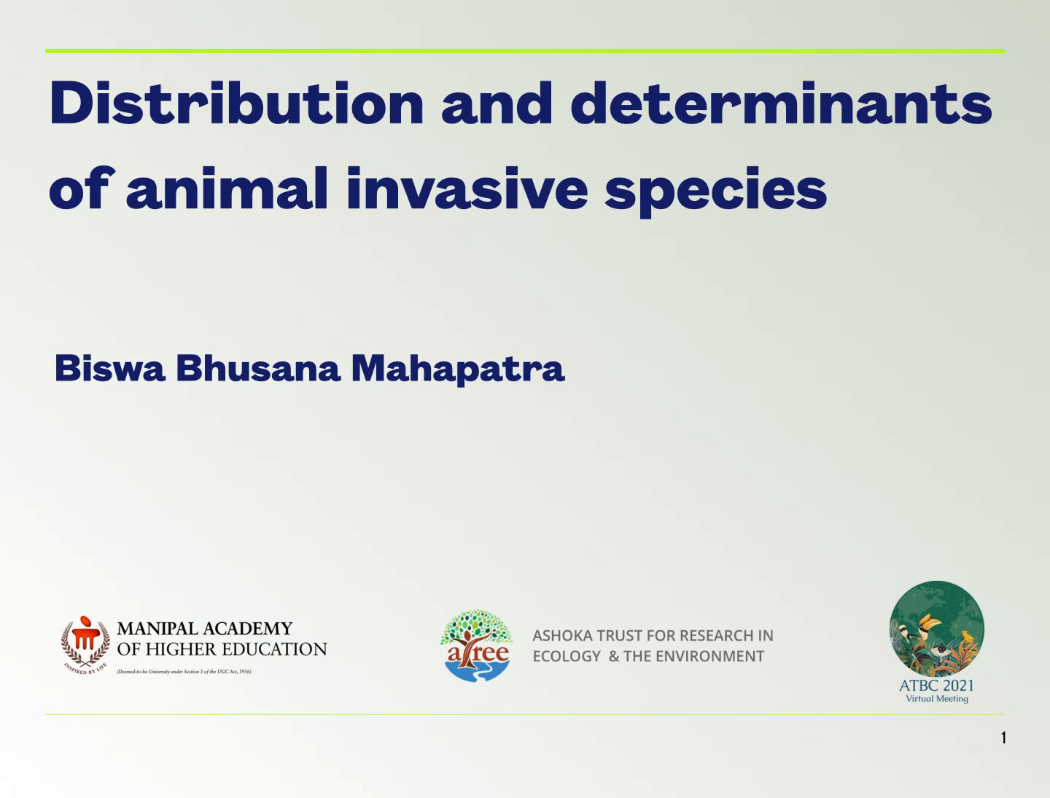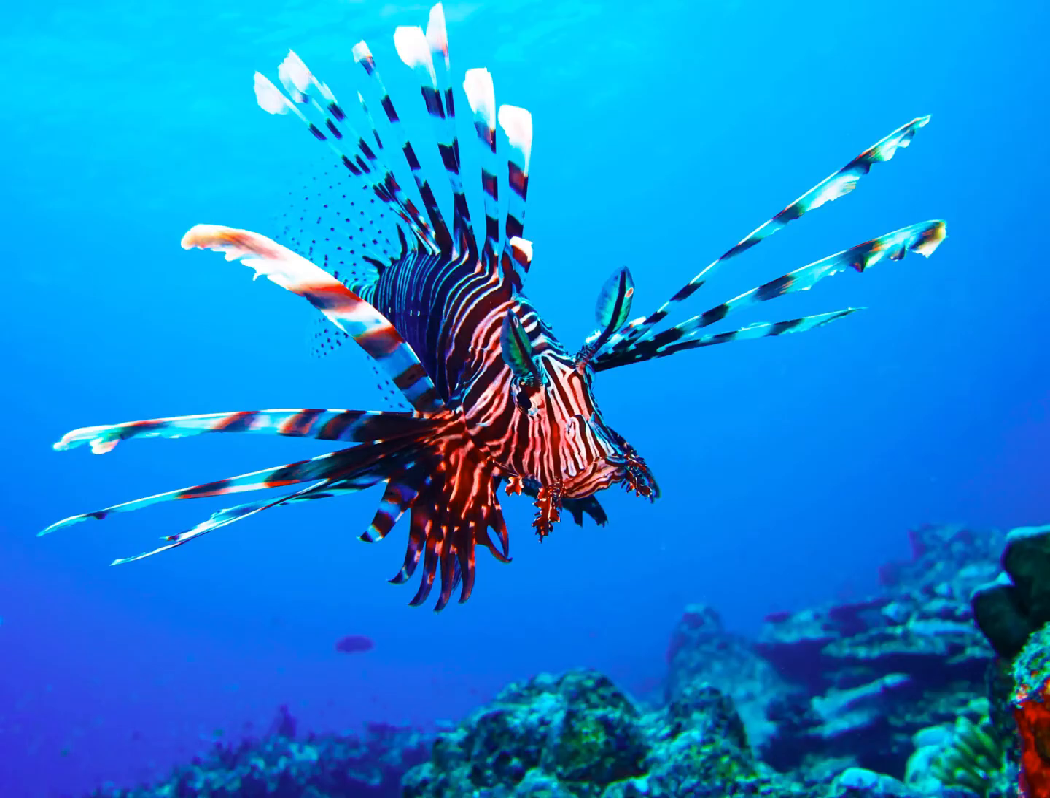Hello, my topic is distribution and determinants of animal invasive species. Look at the fish. Isn't it beautiful? This is lionfish, which has been transported for aquariums across the world. This is native to the Indian Ocean, but found in the West Atlantic too. So what's the big deal?